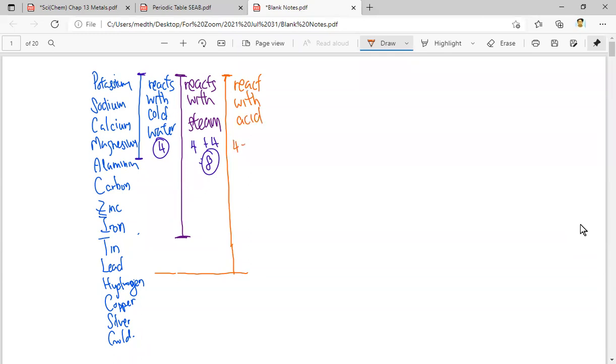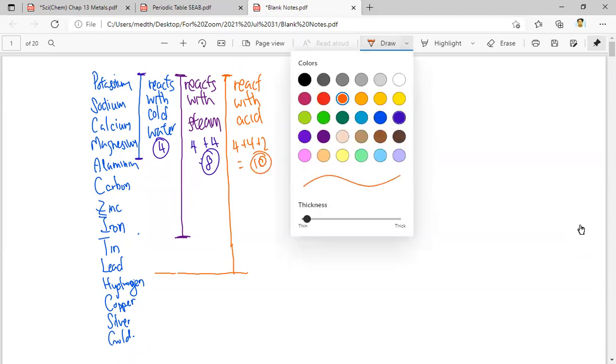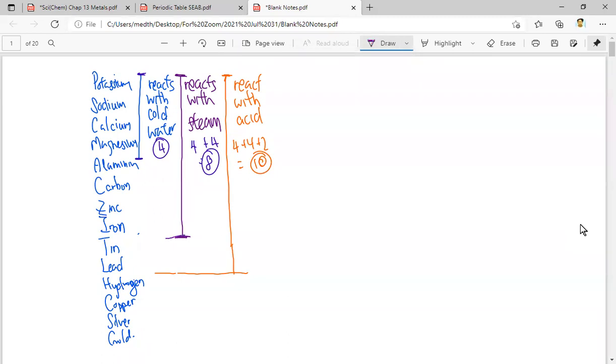So this is actually 4 plus 4 plus 2, which is 10. Let me decorate a bit more. So this one is until here. This one, I think, is quite clear. First 4, 4 plus another 4, 4 plus 4 plus 2. So to react with acid, from potassium all the way to lead can react with acid.